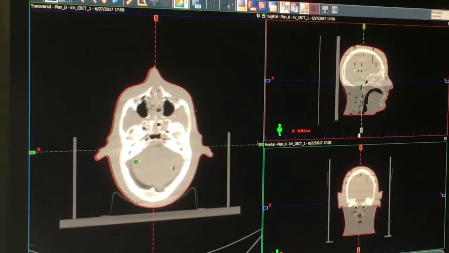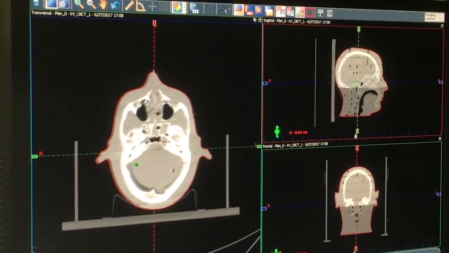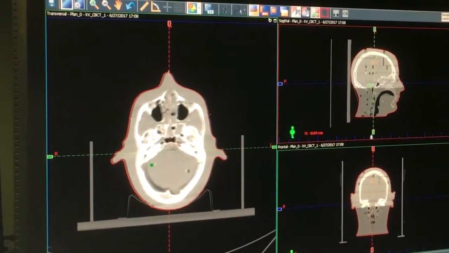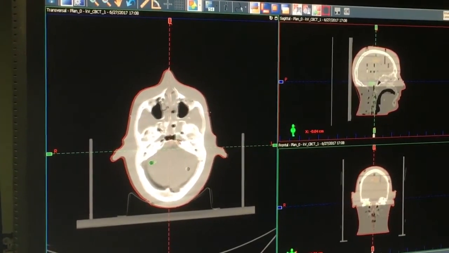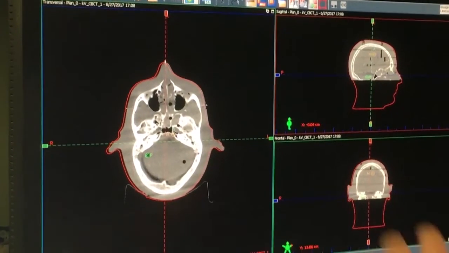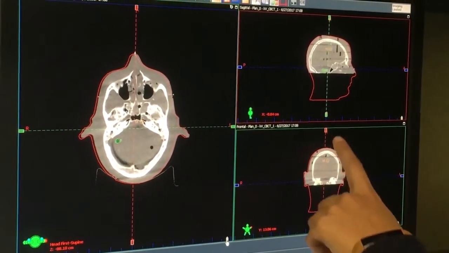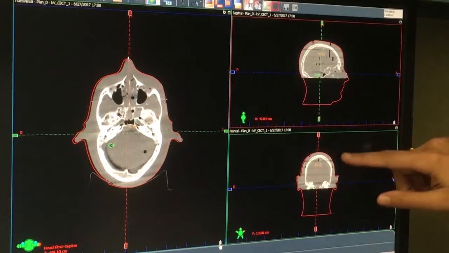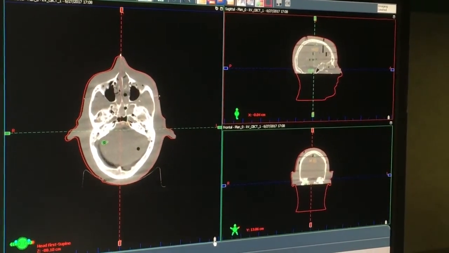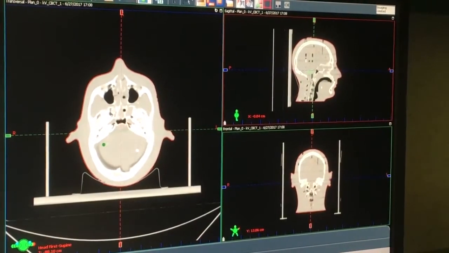The image quality for the cone beam CT is not as good as for the regular simulation CT that you usually see. And the field of view, so the anatomy that you can actually image, is also reduced. So if you look at this view, which is the coronal, you can see that we can see less anatomy with the cone beam CT than with the planning CT.